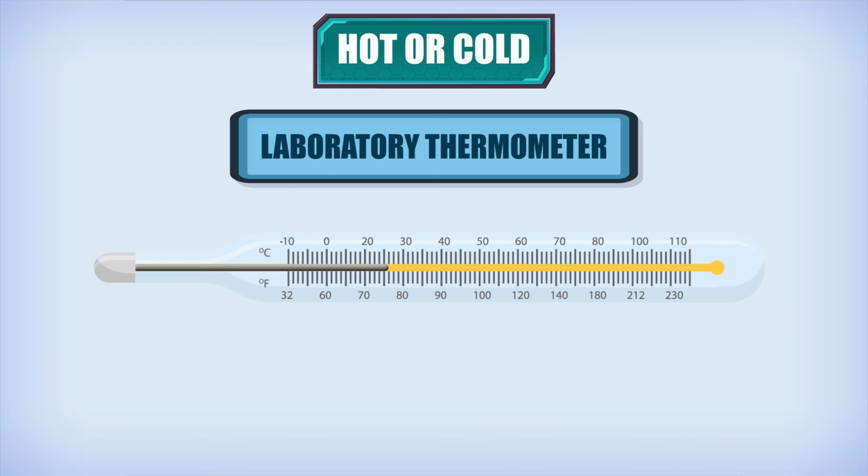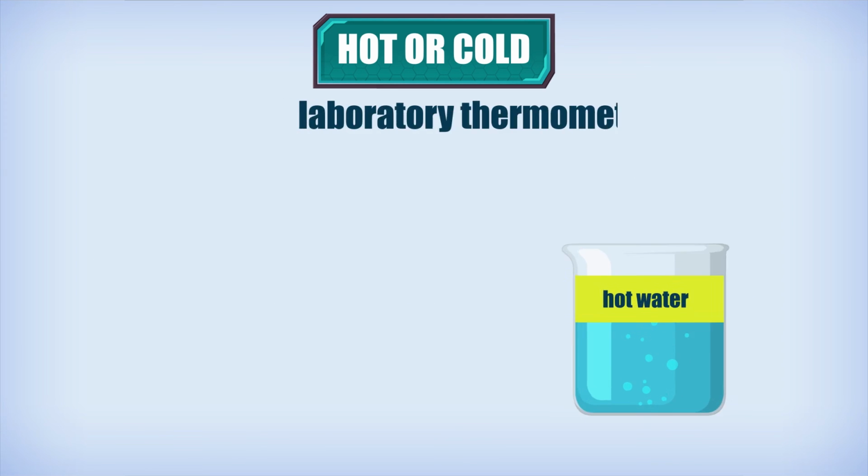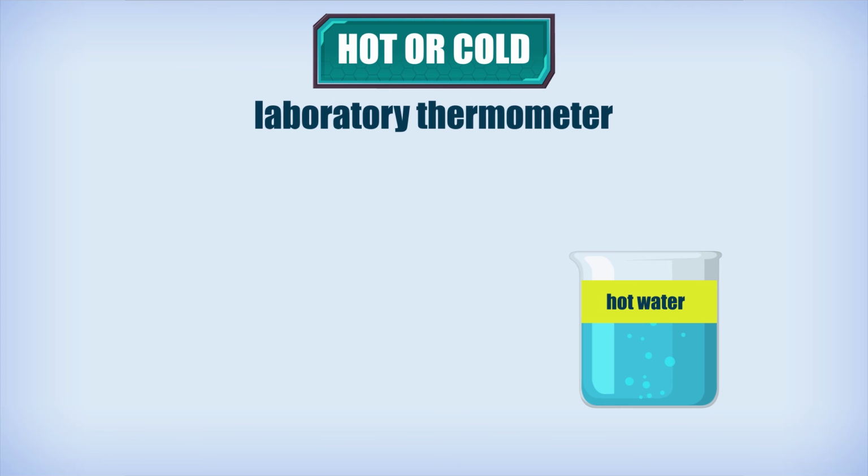Let us do a simple activity to understand how to use a laboratory thermometer. Take some hot water in a beaker or a mug. Dip the thermometer in water. Wait till the mercury thread becomes steady and note the temperature. Now take out the thermometer from water.